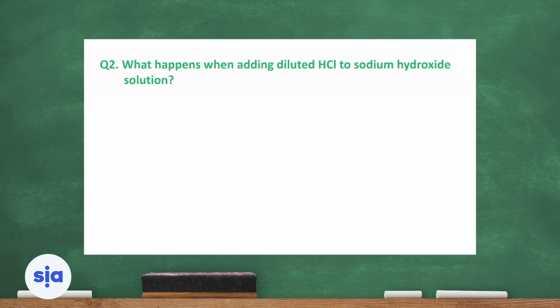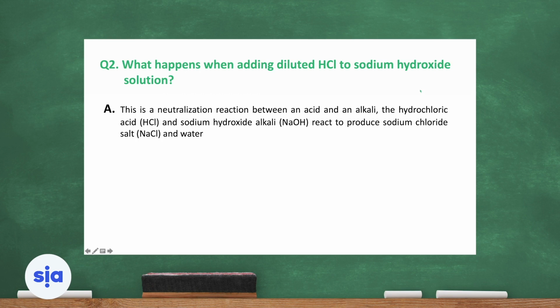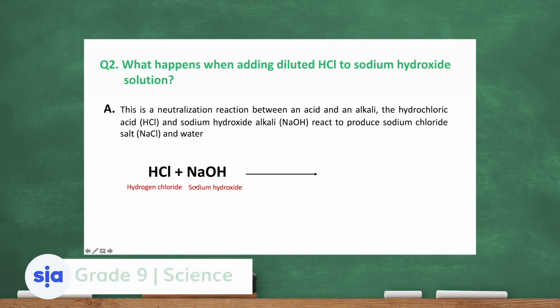Question number 2. What happens when adding diluted hydrochloric acid to sodium hydroxide solution? Yes, hydrochloric acid is a diluted acid and sodium hydroxide is an alkali. So this is an acid-alkali reaction, or a reaction between an acid and an alkali. This is called a neutralization reaction. This will result in the formation of salt, sodium chloride, and water. So again, here is the equation. Hydrochloric acid plus sodium hydroxide will result in sodium chloride and water.